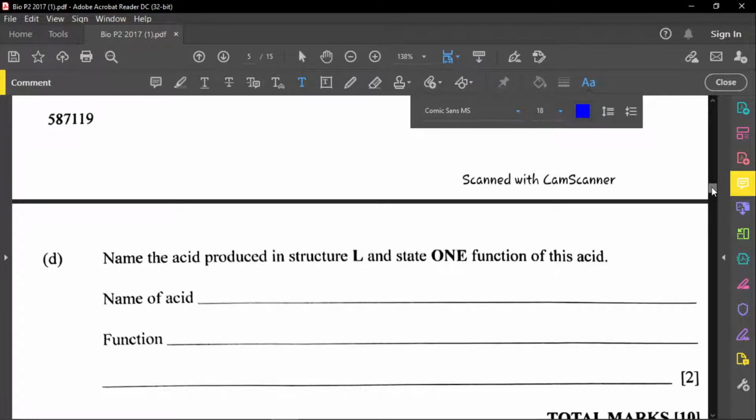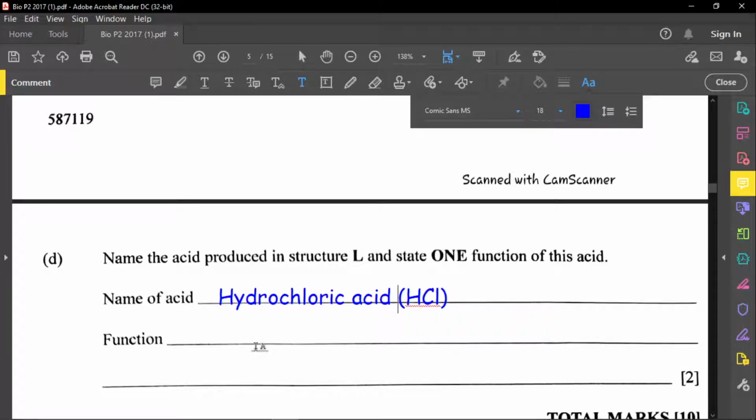So this is hydrochloric acid, and the symbol for it is HCl, but the question says name it, so always write the name. But I'm going to put the symbol for you as well, for you to also know it. It's going to be HCl. But they ask you for the name, so always write what they ask you for. Please read the question properly. So this is hydrochloric acid, the symbol is HCl.